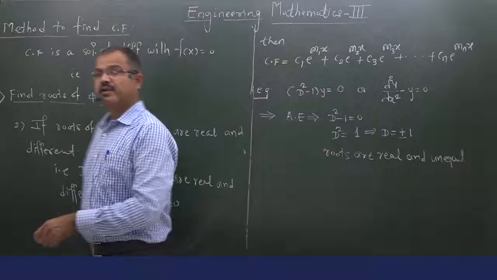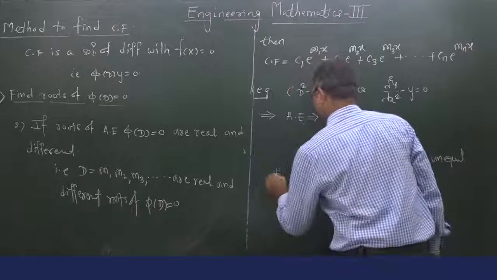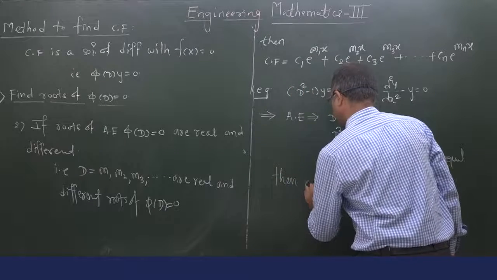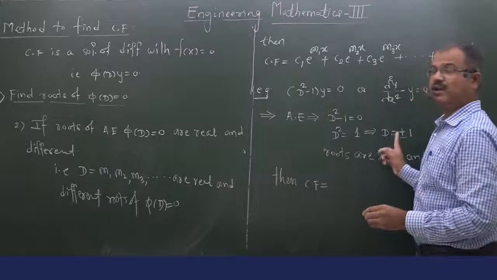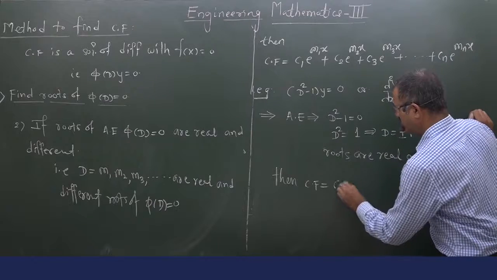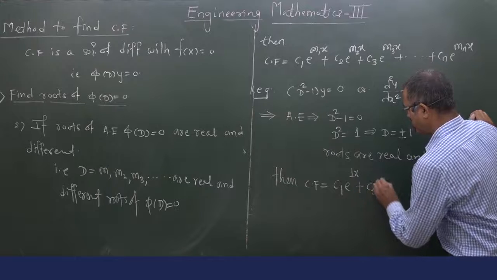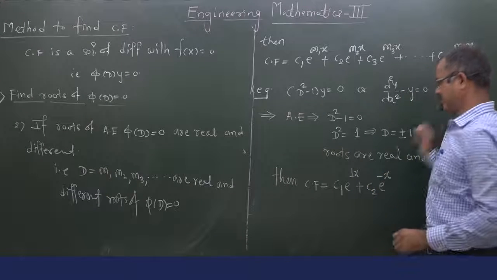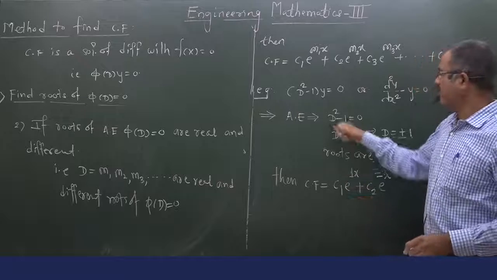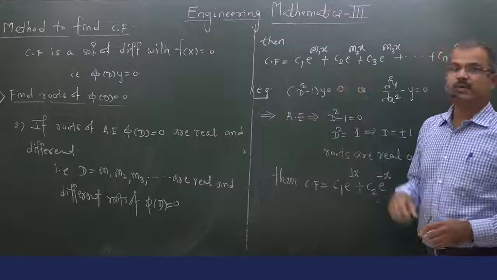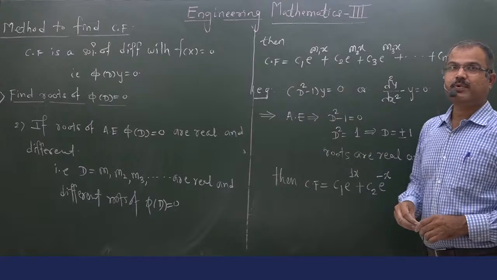Now if the roots are real numbers and unequal, then the complementary function or yc is equal to, here m1 equal to 1, m2 equal to minus 1, it is c1 e to the power m1x plus c2 e to the power m2x. So here number of arbitrary constants is equal to order of differential equation. Note this step. Number of arbitrary constants is equal to order of differential equation.